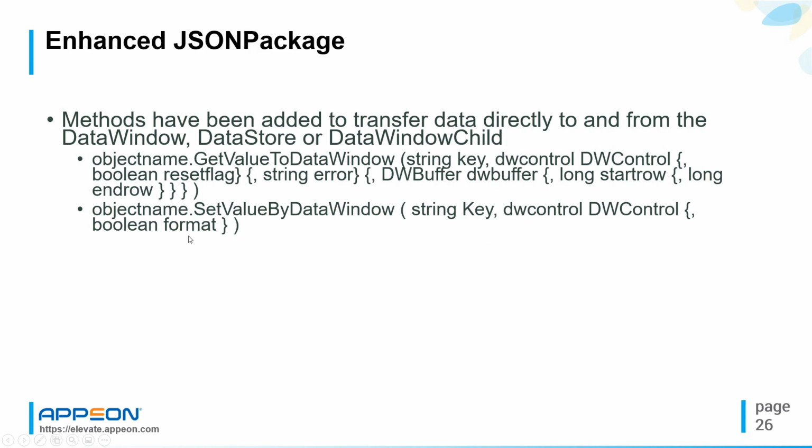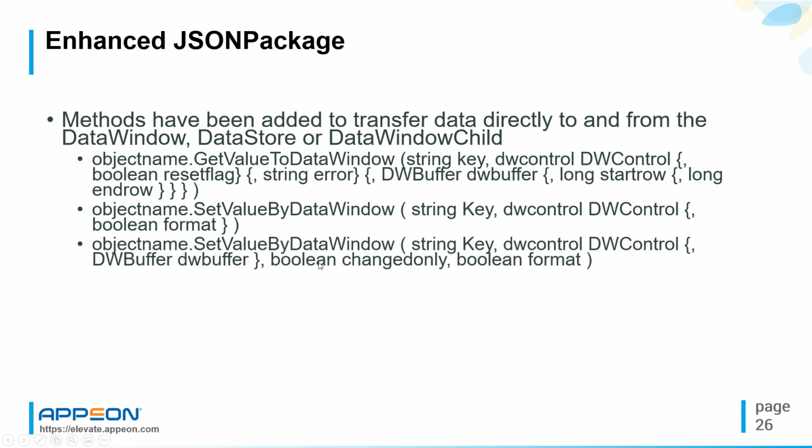And then the Boolean format. This is where we have either the simple JSON or the data window standard JSON that I mentioned at the beginning of this session. So if you set that to true, you get the data window standard JSON. False means you get plain JSON.